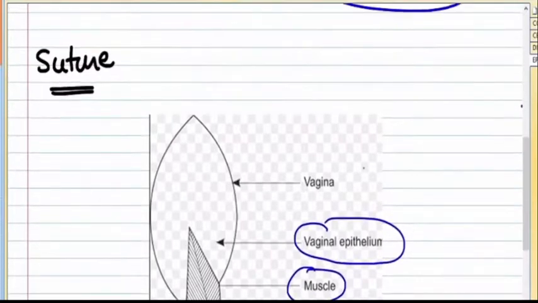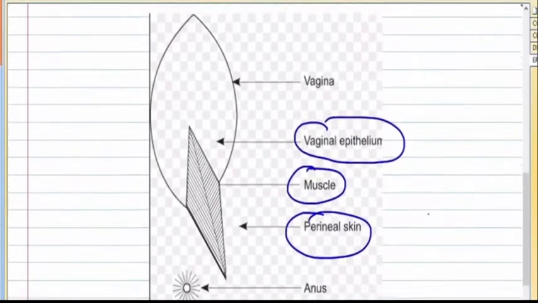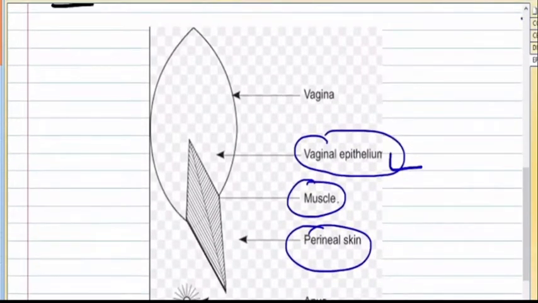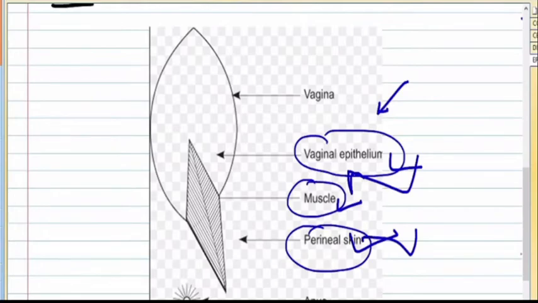Now the structures which are cut in episiotomy are the vaginal epithelium, various perineal muscles, and perineal skin. For repairing these structures, you have to start from the basic layer with the vaginal epithelium, followed by the muscles, and then afterwards the perineal skin.